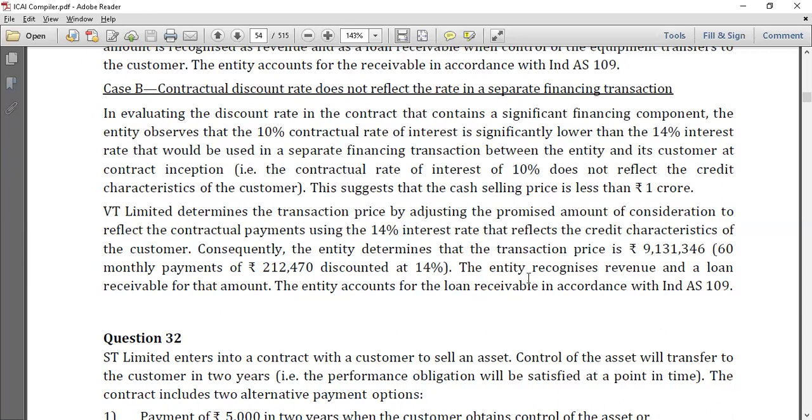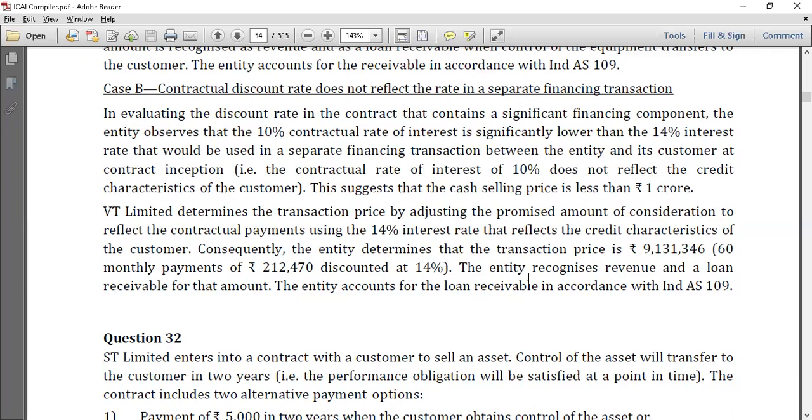So you can say that the cash selling price is less than 1 crore, because the interest component is more. Here, VT Limited determines the transaction price by adjusting the promised amount of consideration to reflect the contractual payments using the 14% interest rate that reflects the credit characteristics of the customer. Means you have to discount 2,12,470 with 60 monthly installments at a rate of 14%, and this 14% is per annum. Like that, you'll get 91 lakhs 31,346.